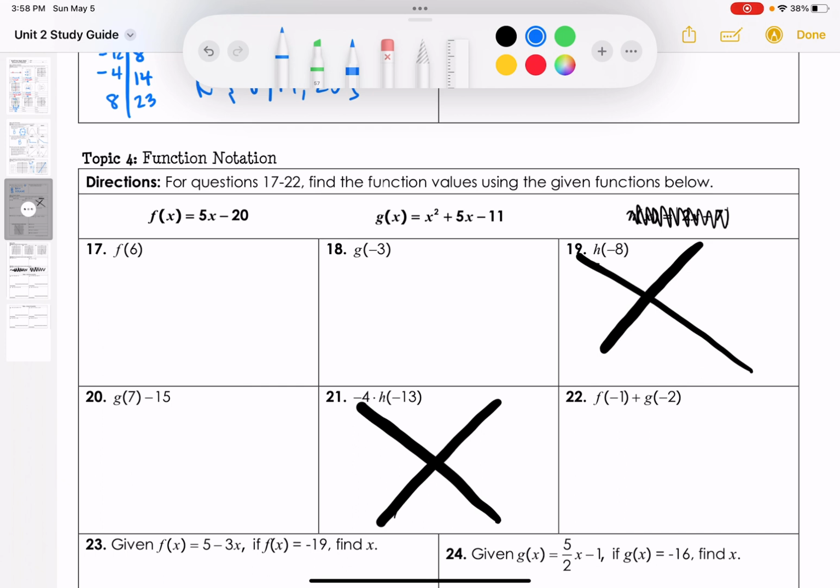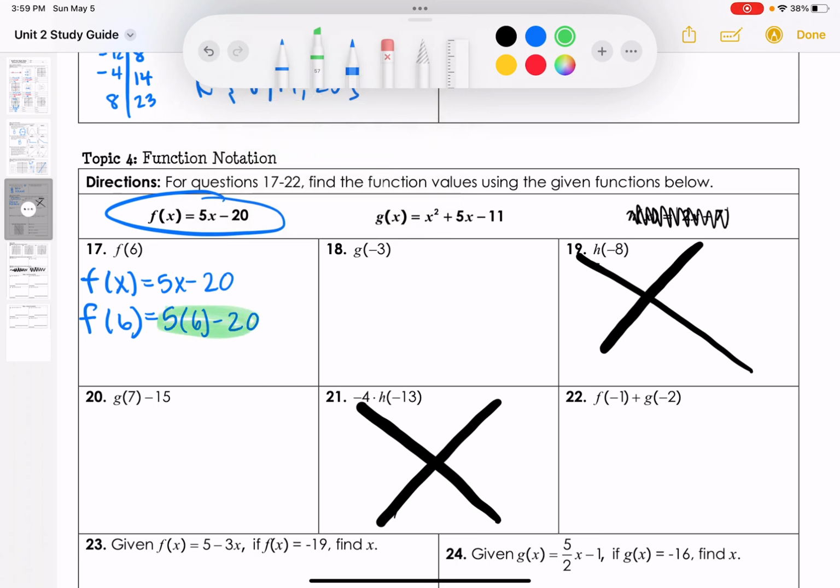All right, so looking at 17, we have f of 6. So I'm going to be using my f function because that is the name of the function in the problem. So I have f of x equals 5x minus 20. Then I'm going to go through and find f of 6, which means wherever there's an x, I'm going to replace it with the number 6. So once you replace it, you are able to type that in your calculator exactly like you wrote it down, parentheses and everything. So when you type that in your calculator, you should get a positive 10.